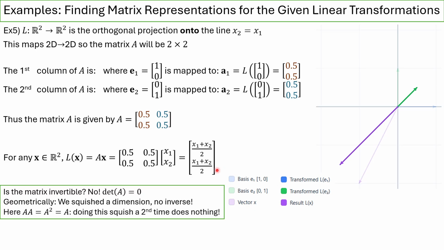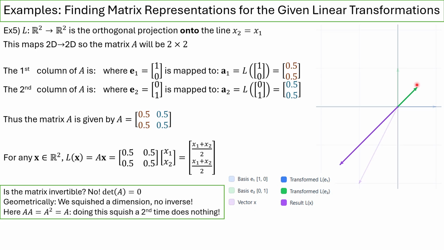All right, so is this invertible? Not in this case. And we could see that because the matrix's determinant is 0. And so geometrically, we have squished a two-dimensional plane onto a one-dimensional line. We have destroyed information, so we cannot reverse the process.